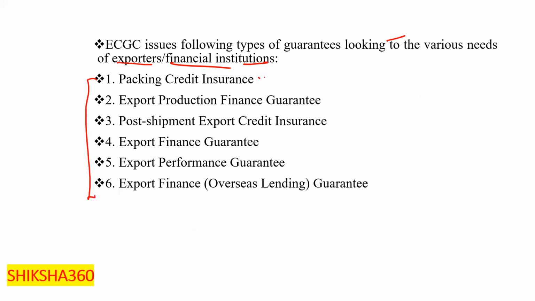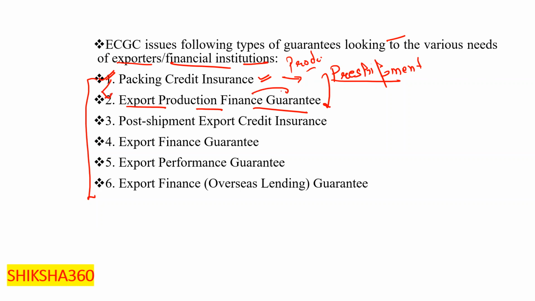First one is packaging credit insurance. Packaging credit insurance is given before the shipment, that is pre-shipment. When we are doing the pre-shipment, we are doing the production or manufacturing of the product. So the export production finance guarantee is also given at that time. So you can remember that packaging credit insurance is at pre-shipment, and along with that we have one more guarantee, the export production finance guarantee. We will discuss it in detail in the upcoming slide, but remember that.